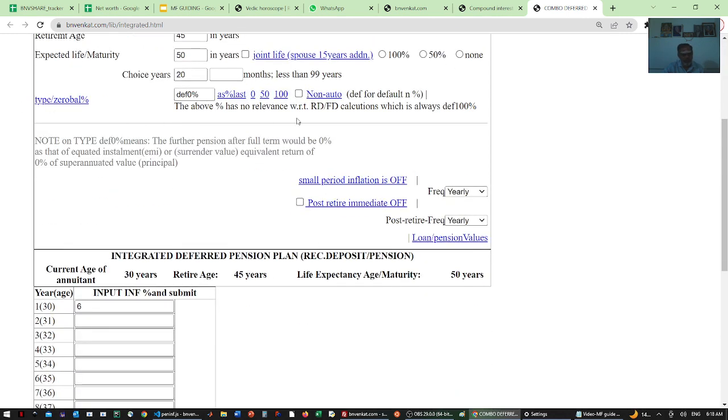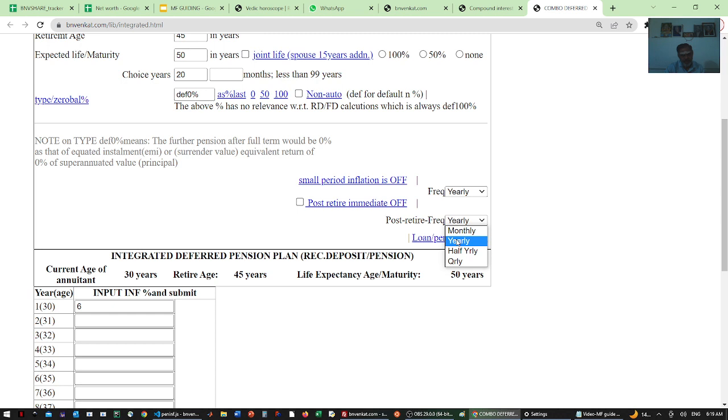And we'll come across down here. See this period, in small period inflation is off. That is, we are considering only inflation at the end of every year. And post-retirement, immediate payment is also off. I have covered this immediate on or off elsewhere. Now the month, for normal purposes, immediate off.